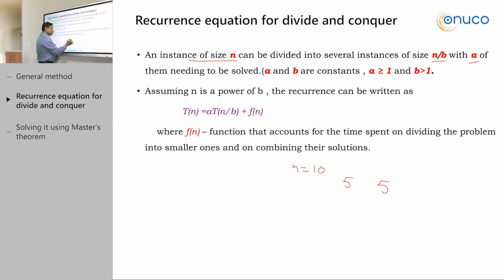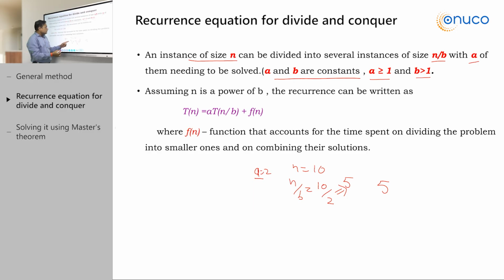Can we write like this? If the number of sub problems is 2, then the size of each sub problem will be n by b. n by b is nothing but 10 divided by 2 is equal to 5. So n by b is called the size of sub problems, while a is the number of sub problems. Here a and b are constants, where a is greater than or equal to 1 and b is greater than 1.